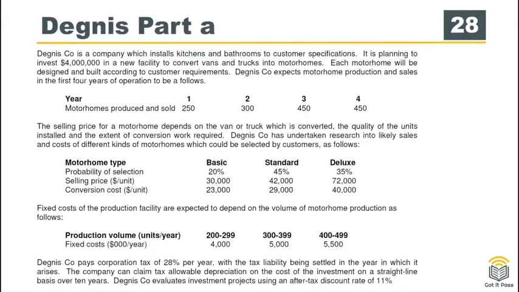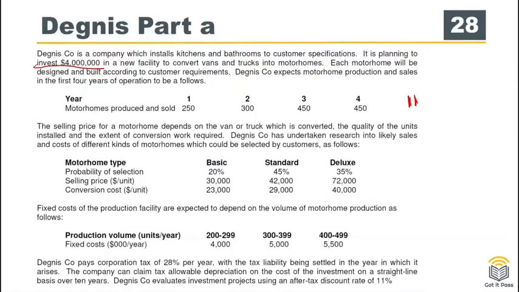So here is a company which is planning to invest 4 million. So the initial investment should be 4 million. And the demand is showing here. In each year, the demand is showing here. For example, the first year is 250, the second year is 300, and then 450 and 450 in the third and fourth year. And how about the revenue and the cost?